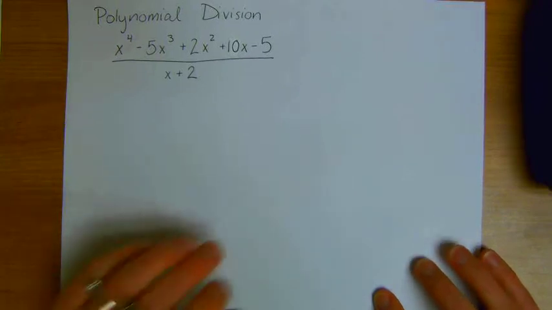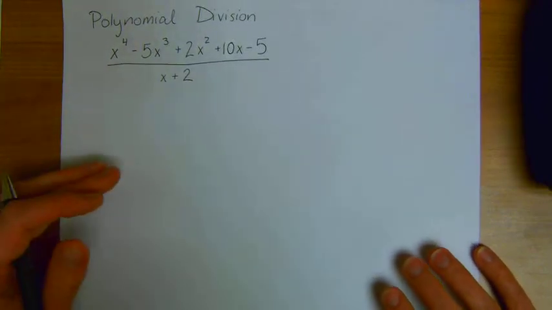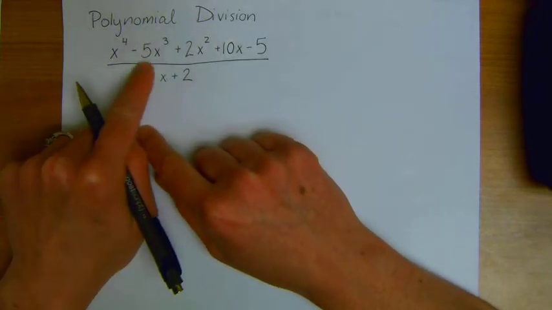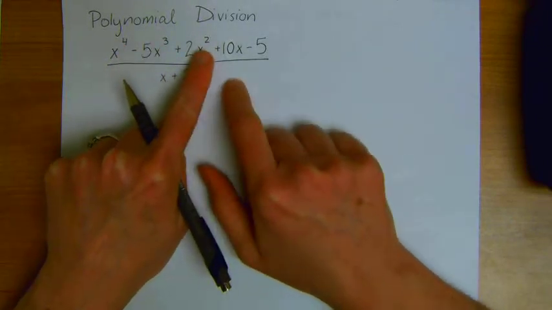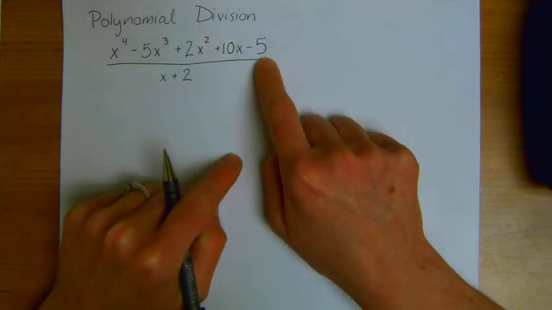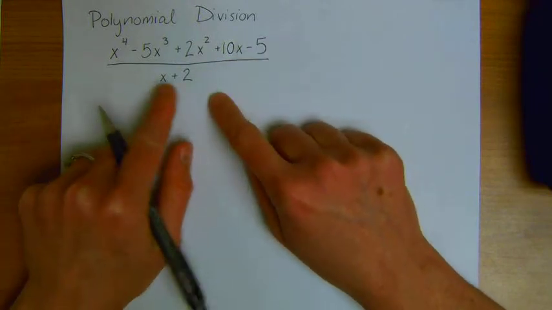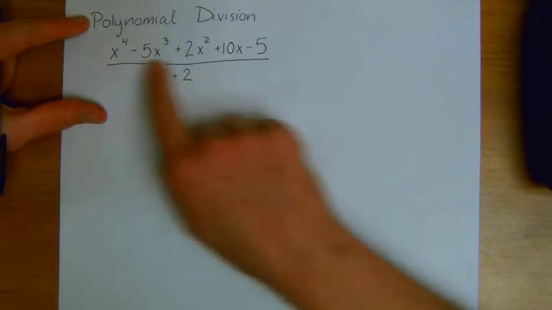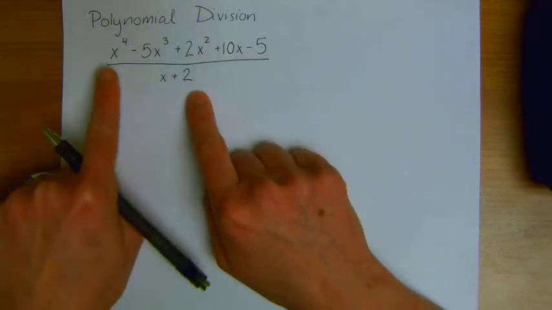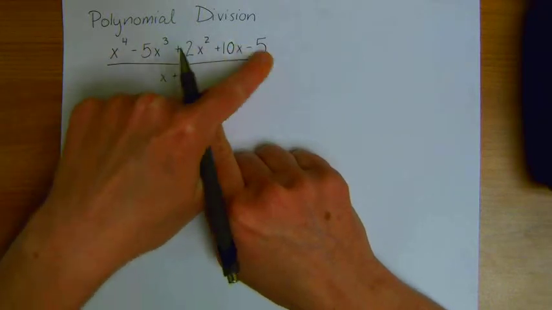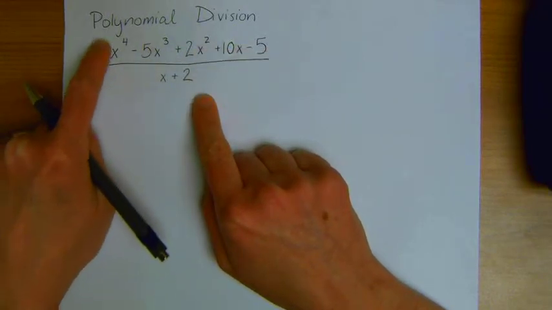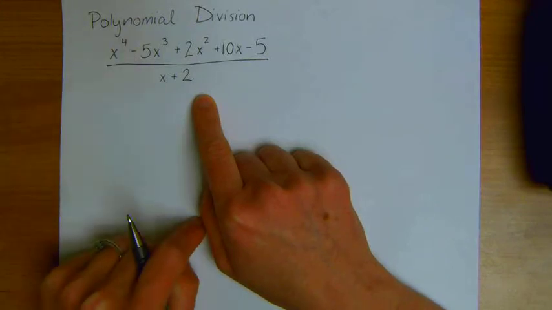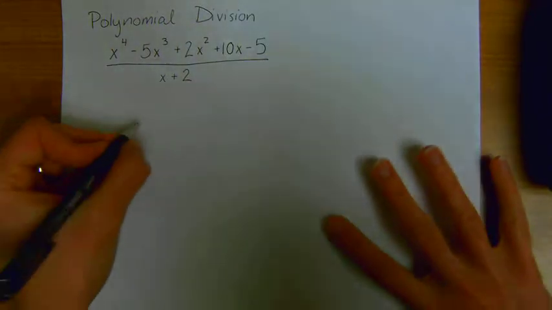So this is sort of a long, messy problem, but I think it gives us a chance to see all the pieces. Let's say I have x to the 4th minus 5x cubed plus 2x squared plus 10x minus 5, and I'm going to divide that all by x plus 2. Recall polynomial division, these are both polynomials because they're both a sequence of terms, each of which has a numerical coefficient and an x raised to a power. So let's set it up the same way that we saw before.